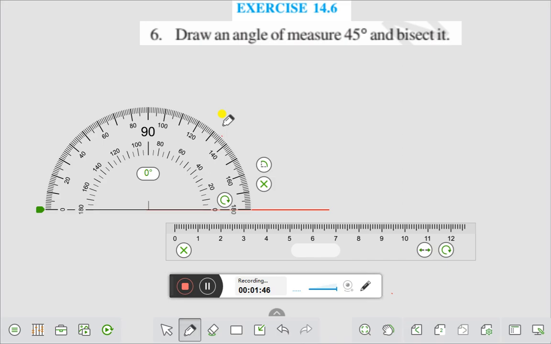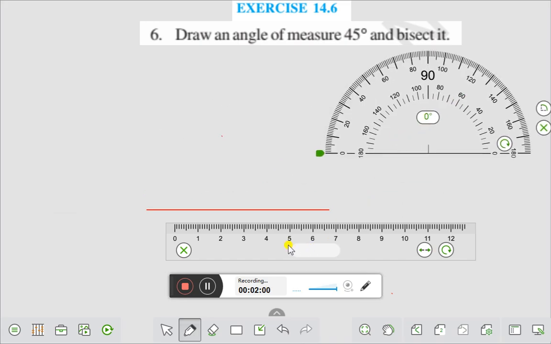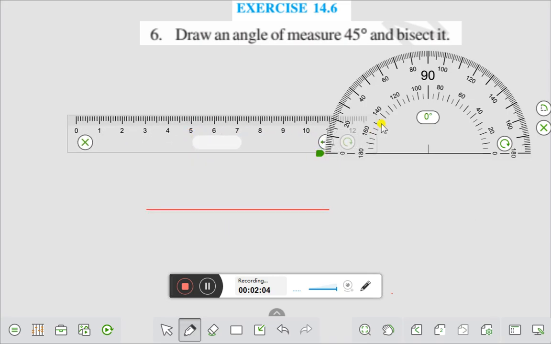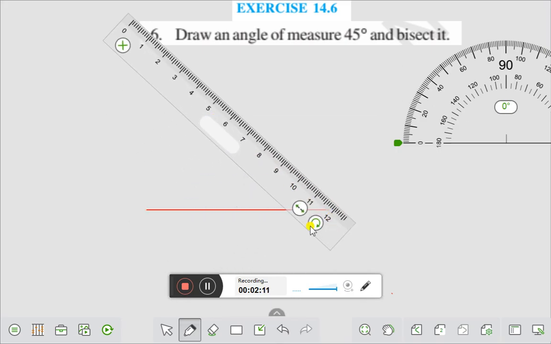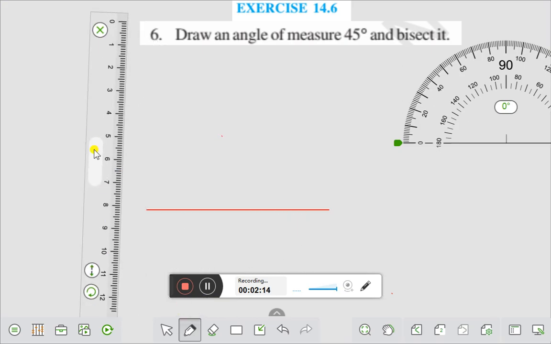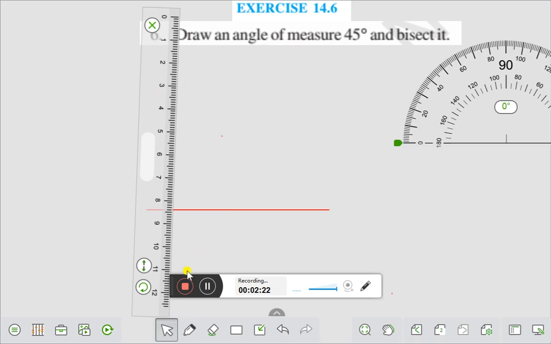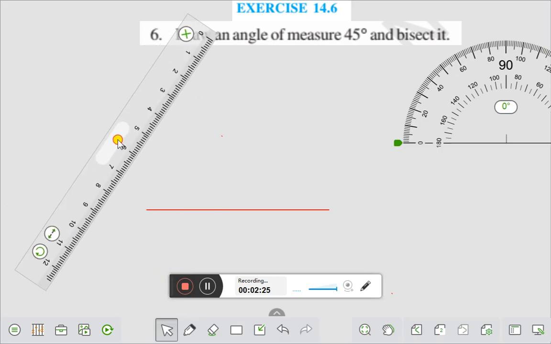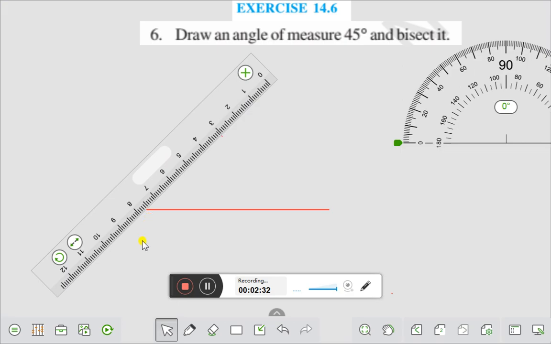Now remove this protractor, and with the help of the ruler I'll draw a line. Now draw a line here, that is 45 degrees.